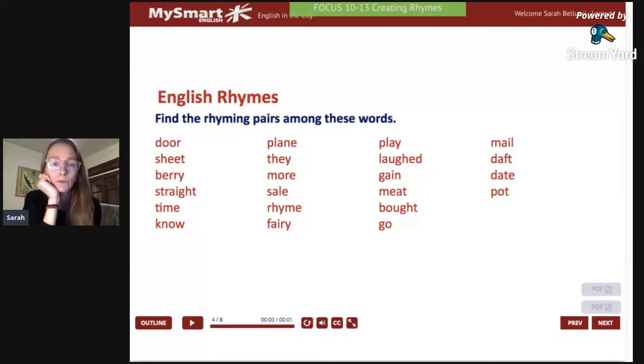So door, which word here has the same rhyming sound as door? Or even what we can do on this page is all of you look at the words that you can see and make pairs and just put them in the comments field. Okay, see what you can come up with. And let's see if you have the same difficulty matching up the ones that I had.